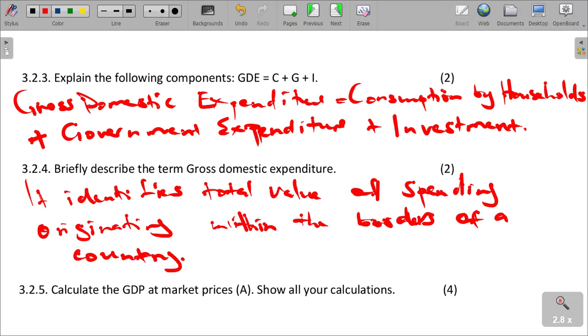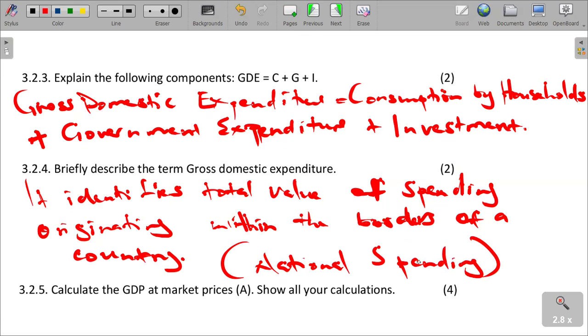So in other words, we are just talking about total spending within a country. Total spending within a country is what we call gross domestic expenditure. We are talking about national spending. National spending identifies what we call gross domestic expenditure within the borders, within the state.